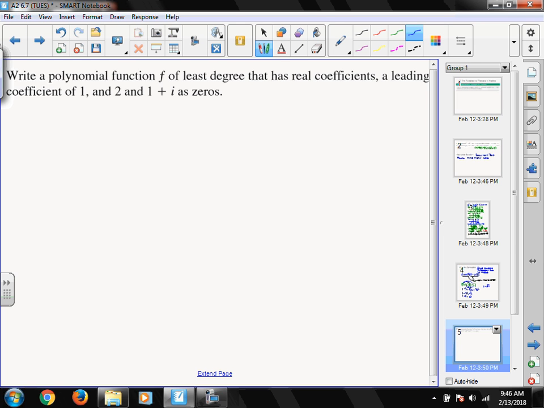So what we're going to do is write a polynomial function f of least degree that has real coefficients. There's a keyword right there, real coefficients, no complex numbers allowed. A leading coefficient of 1, that's nice. I like that. Makes it a little easier. And 2 and 1 plus i as zeros.